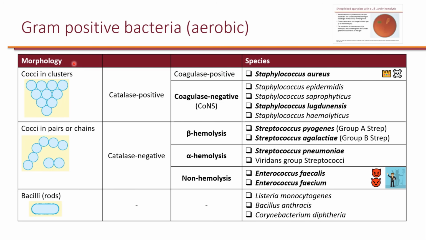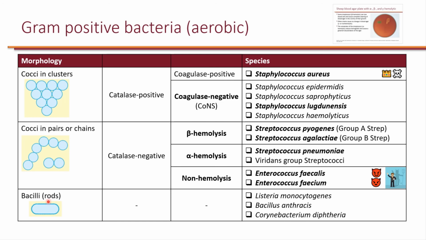And then with Gram-positive specifically, we can look at morphology. Morphology is basically the shape of these and how they group together when you look at them under the microscope. So essentially, we can see cocci, which are circular in shape, and they can be in clusters. Cluster means that several of them are clustering together. And then you can have cocci in pairs or chains. Pairs will be a couple of them, and sometimes that's referred to as diplococci. And if you have a chain, they don't cluster. It's just like a chain.